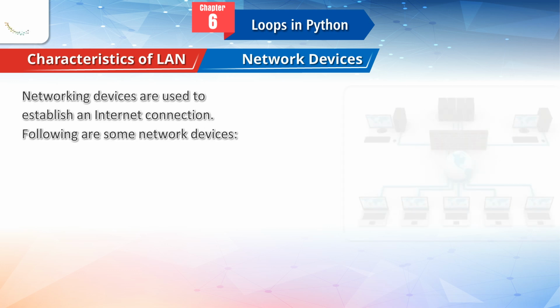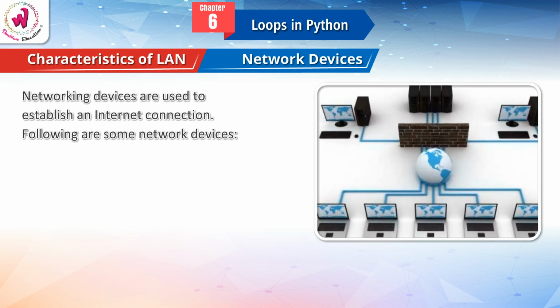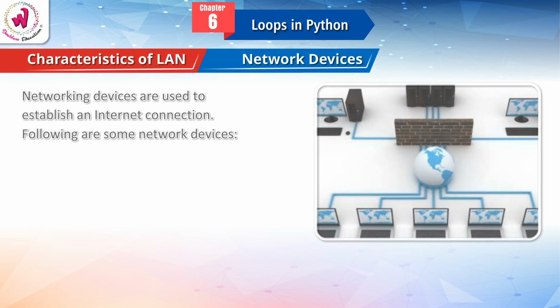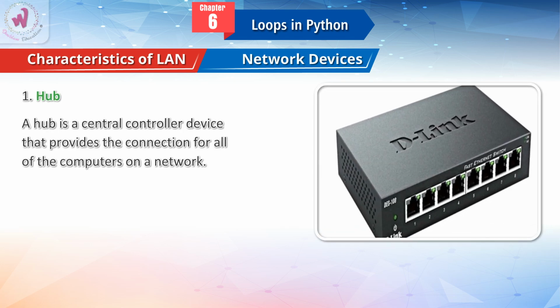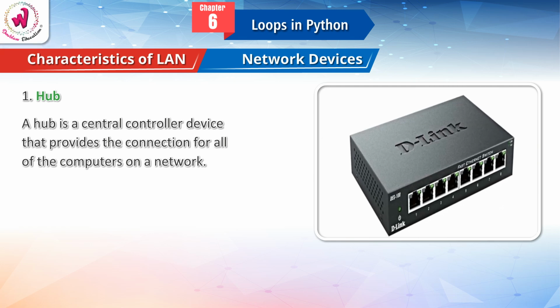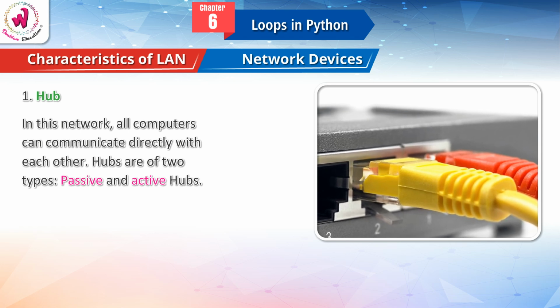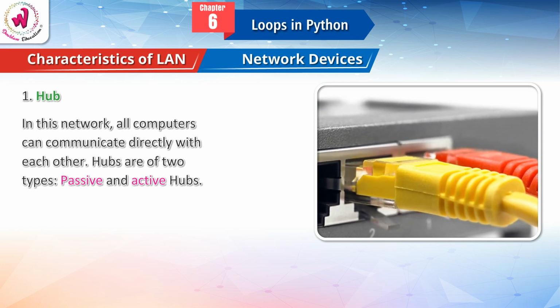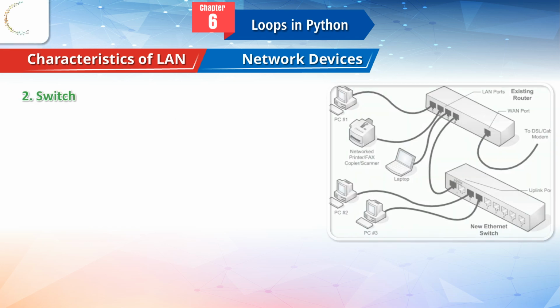Network devices. Networking devices are used to establish an internet connection. Following are some network devices. 1. Hub. A hub is a central controller device that provides the connection for all of the computers on a network. In this network, all computers can communicate directly with each other. Hubs are of two types, passive and active hubs.